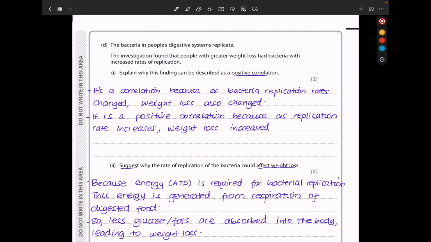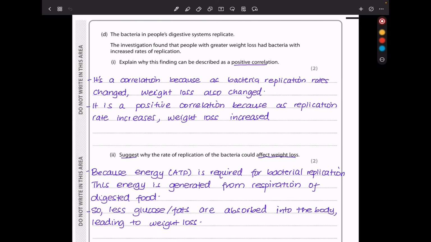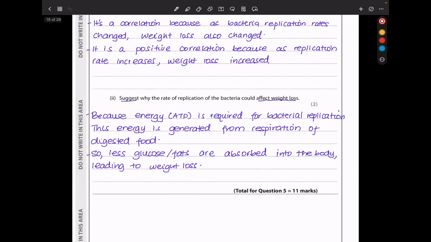In part D, the bacteria in people's digestive systems replicate. The investigation found that people with greater weight loss had bacteria with increased rates of replication. Explain why this finding can be described as a positive correlation. It's a correlation because as bacteria replication rates changed, weight loss also changed, and the correlation is positive because as replication increases, weight loss also increased.